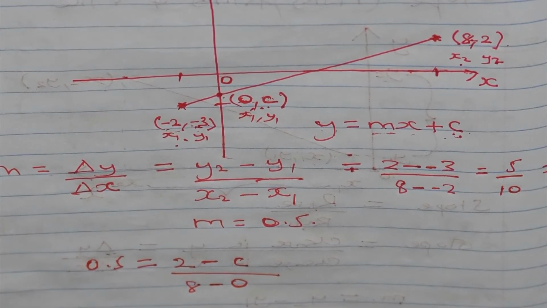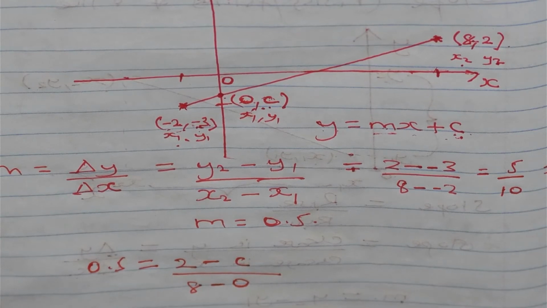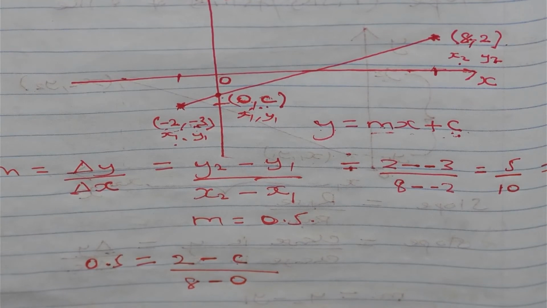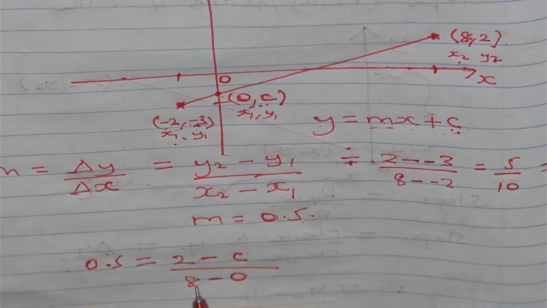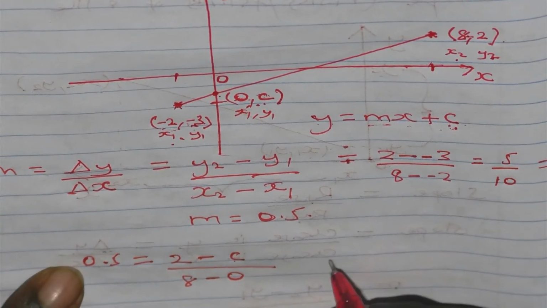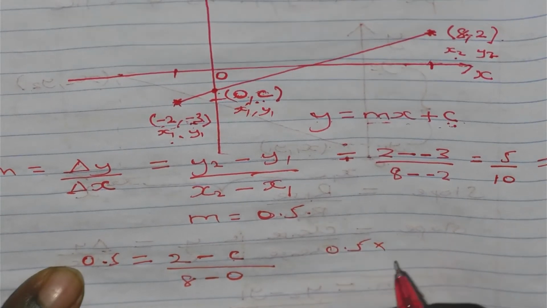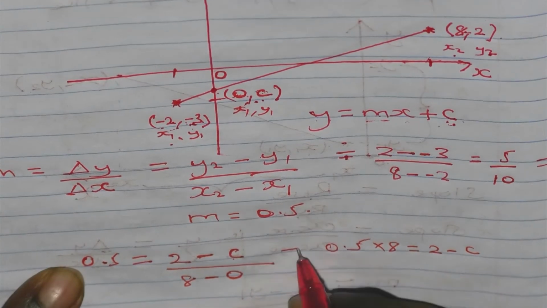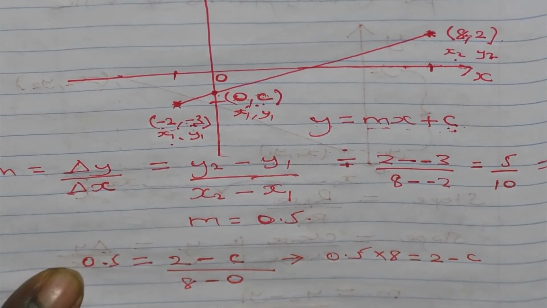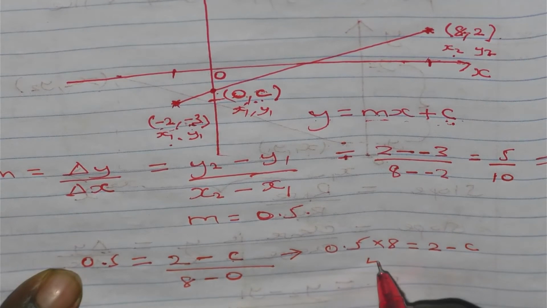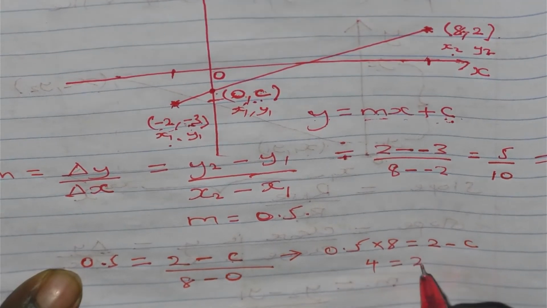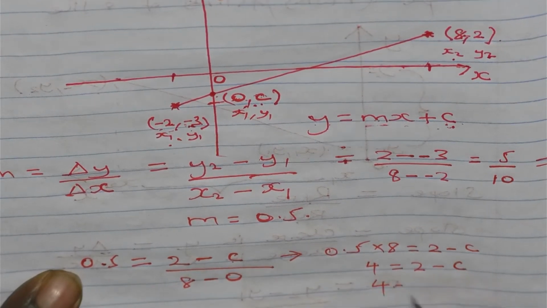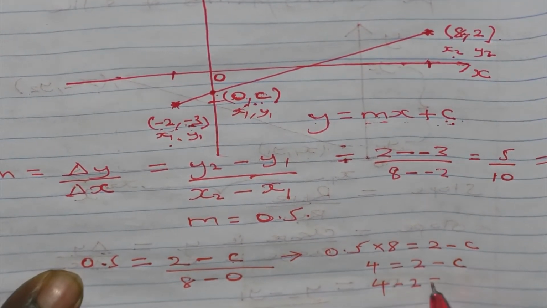Okay? So let's do this. Let's cross multiply this and then we look for c, right? So 8 minus 0 is 8. So we're going to have 0.5 multiplied by 8 is equal to 2 minus c, right? That is going to give us 4 is equal to 2 minus c. That is going to give us 4 minus 2 is equal to minus c.